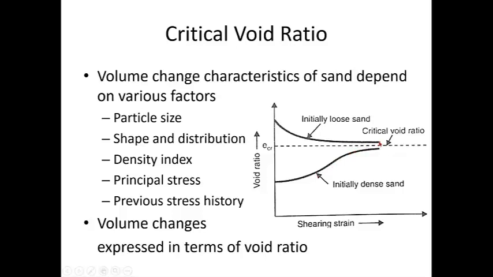But after a particular stage, they both come to the same point. They both come to the same void ratio. That void ratio is called the critical void ratio, which I mentioned earlier, in critical state soil mechanics. So we will stop our studies here. We understand that they both will come to a critical state where they will reach the critical void ratio, e critical.